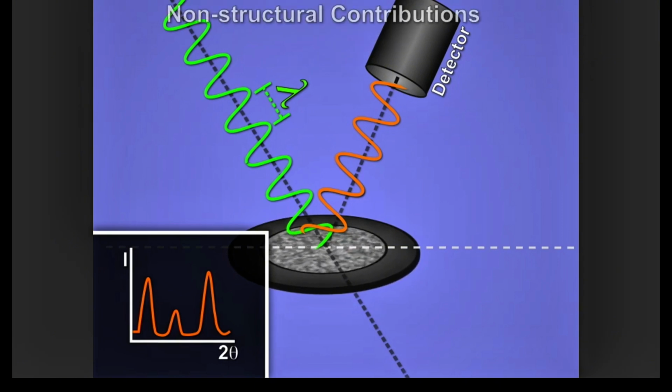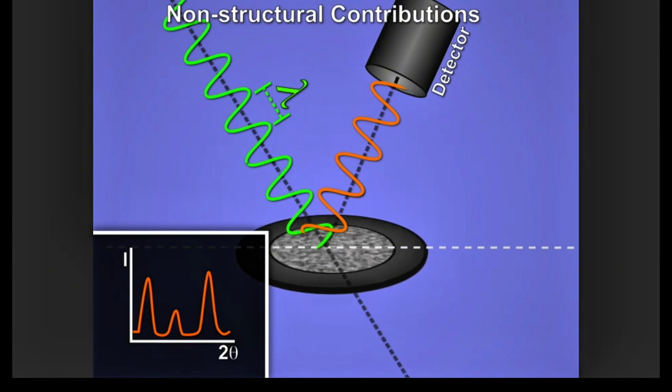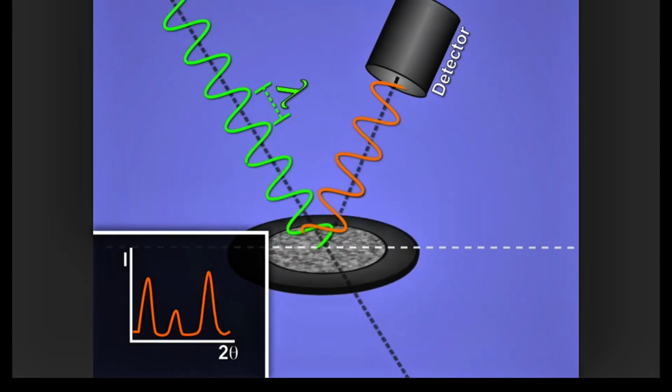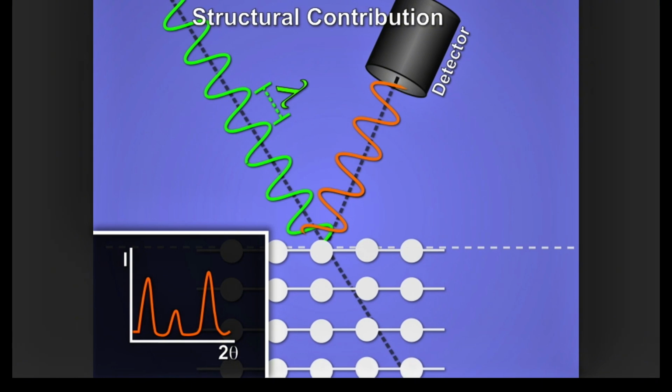First, there are the non-structural contributions, which include the ability of the material to absorb X-ray light and the geometry of the XRD experiment. These can be taken into account in the post-processing of the experimental data. Second, and most importantly, the structural contribution of a material is carried to the relative intensities of XRD.